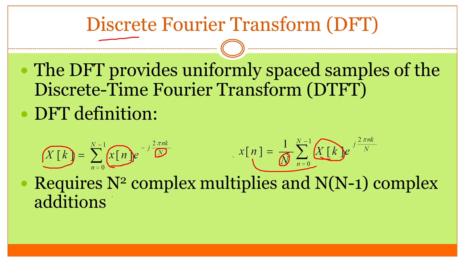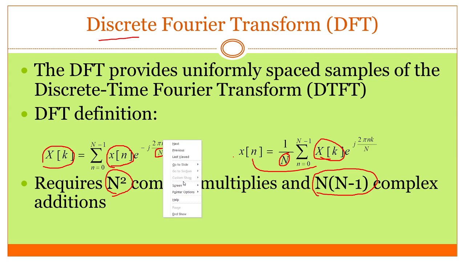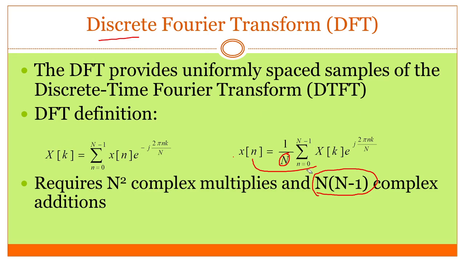So in this case we will require N square complex multiplications and N into N minus 1 additions. So if the number of points is very large, then it is difficult to calculate the DFT. So what we are doing, we are using the FFT algorithm. By using the FFT algorithm we are calculating the things.